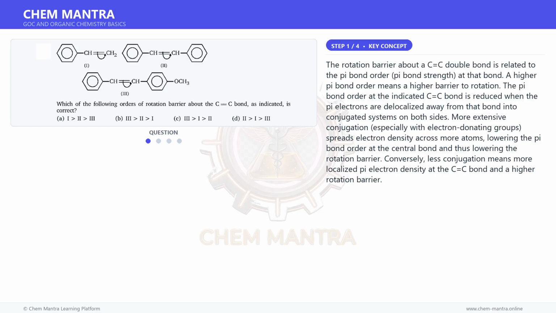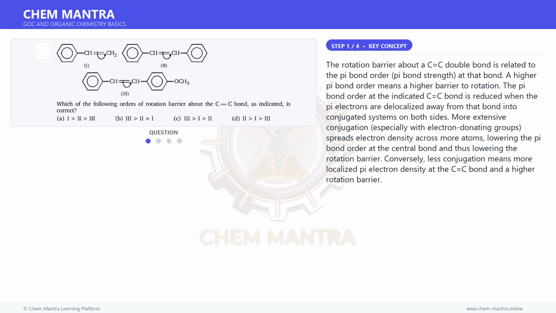The rotation barrier about a C=C bond is related to the pi bond order, the pi bond strength, at that bond. A higher pi bond order means a higher barrier to rotation. The pi bond order at the indicated C=C bond is reduced when the pi electrons are delocalized away from that bond into conjugated systems on both sides.